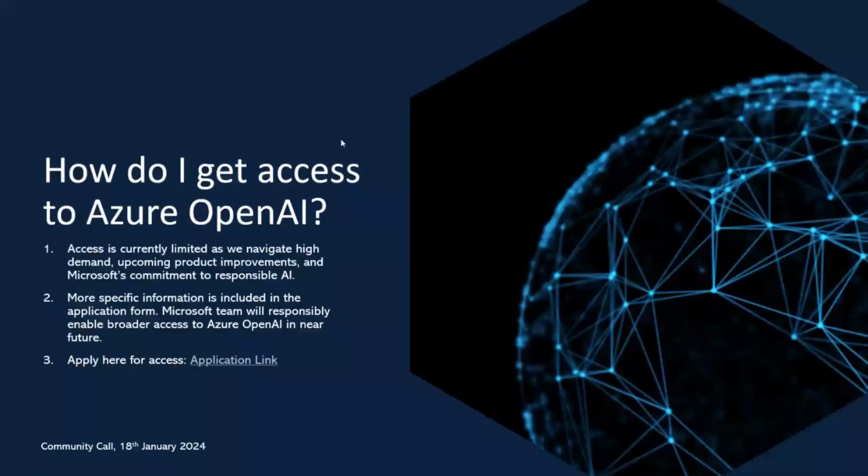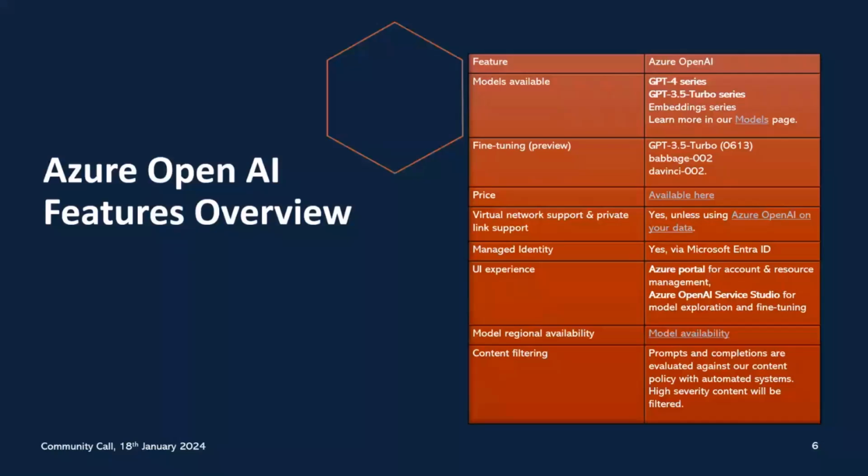Coming to the next, what features Azure OpenAI provides. As seen in the table, it provides some models. Which are these models? These are GPT-4, GPT-3.5 Turbo, and embeddings. Also, you can do fine-tuning. For fine-tuning, there are different model types like 0613, Babbage, and DaVinci. These are the different fine-tuning options, which are right now in preview. Pricing, probably you can check out later.